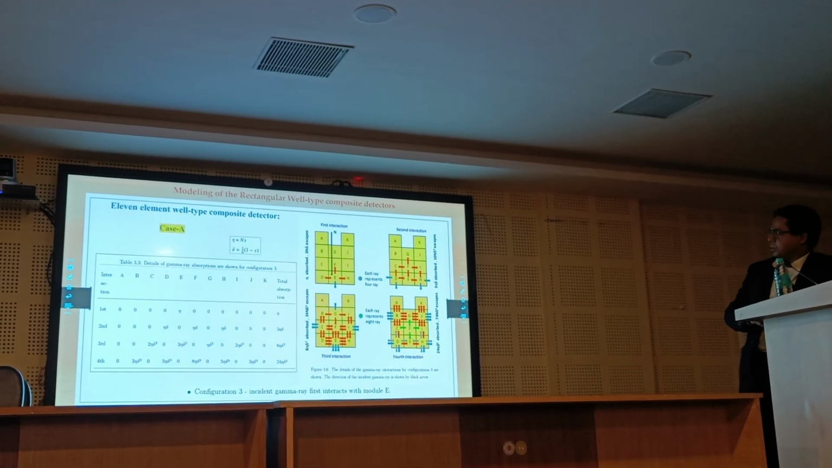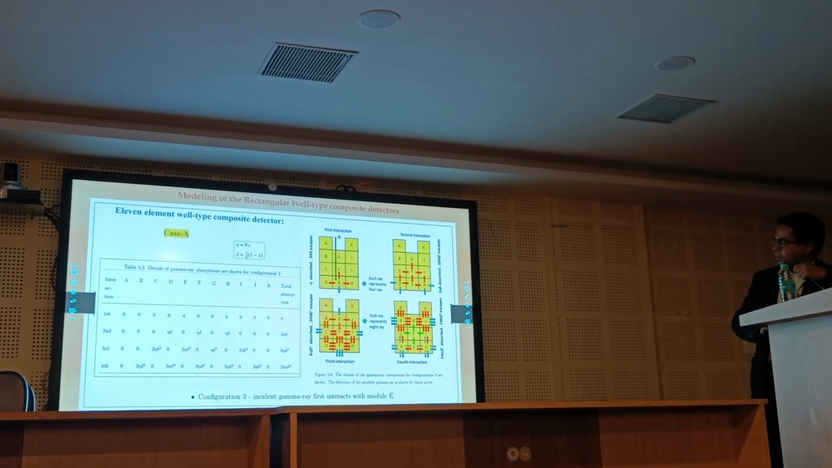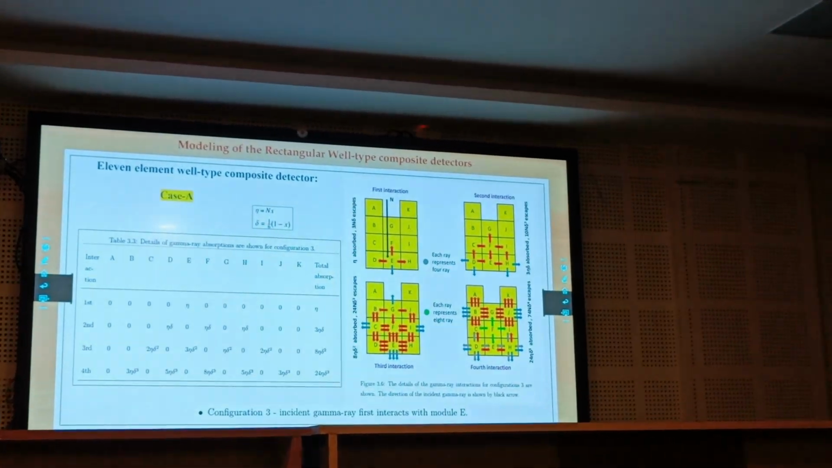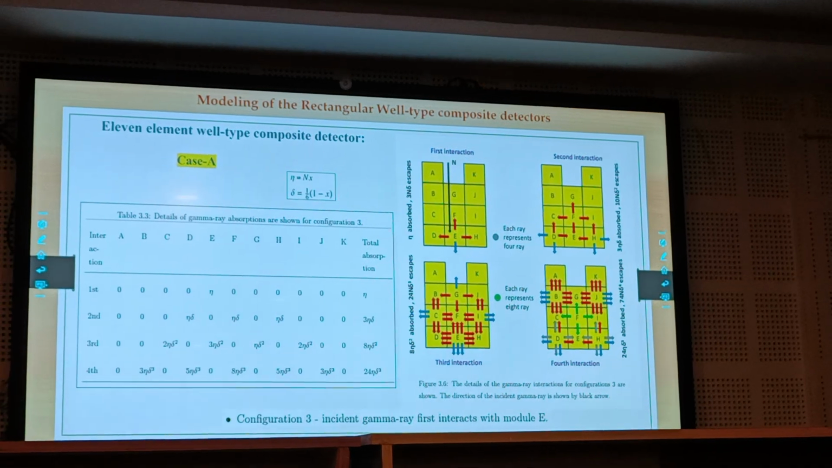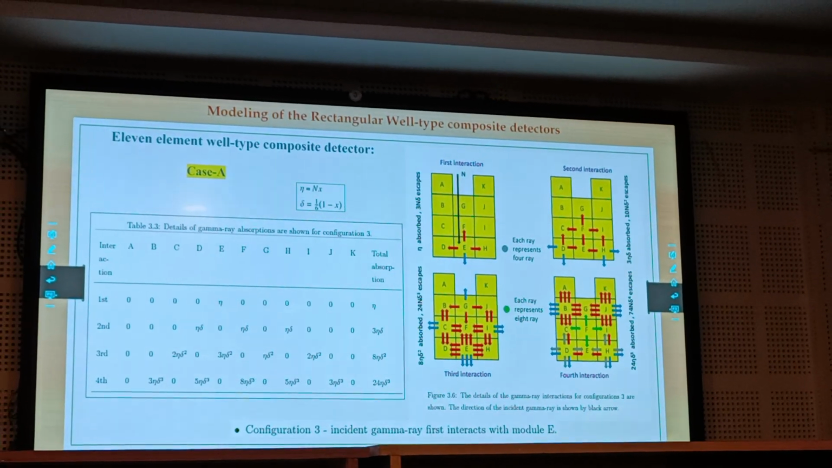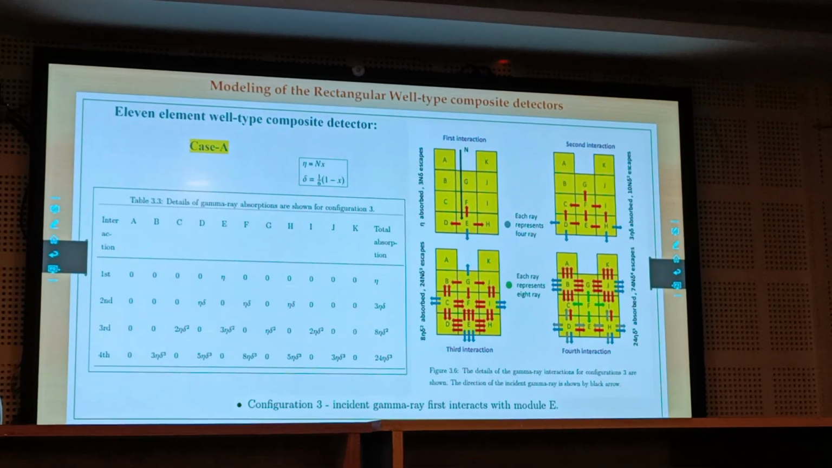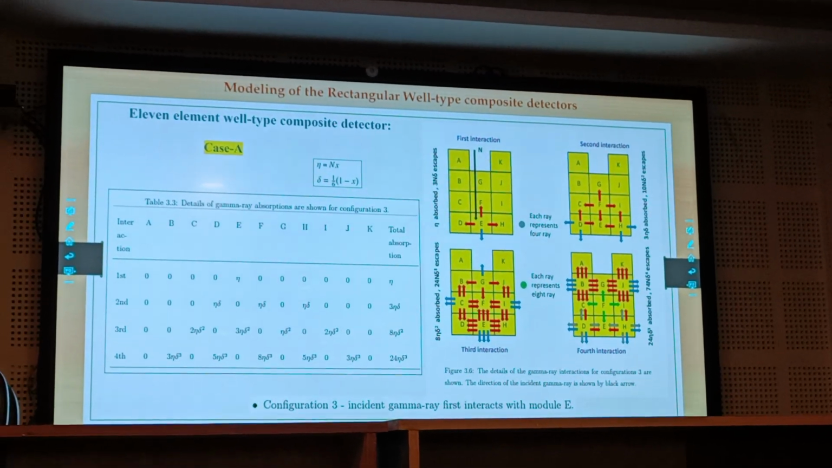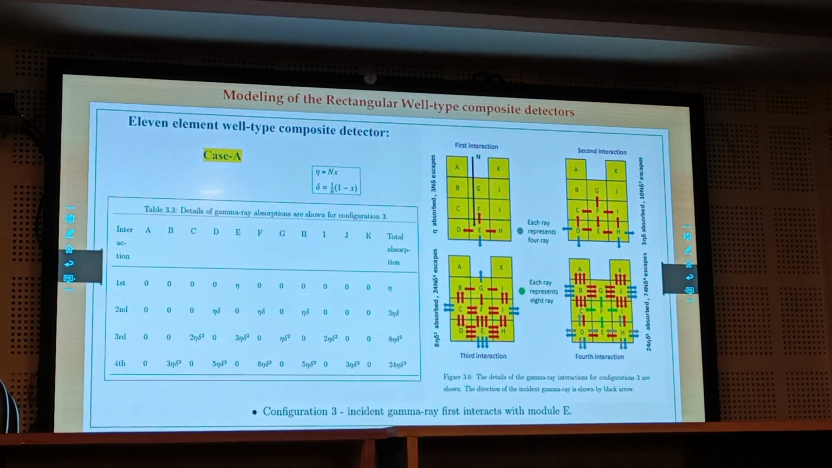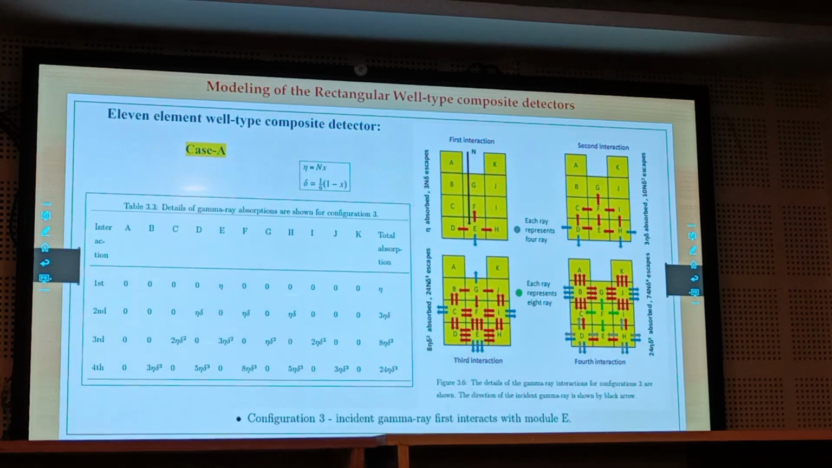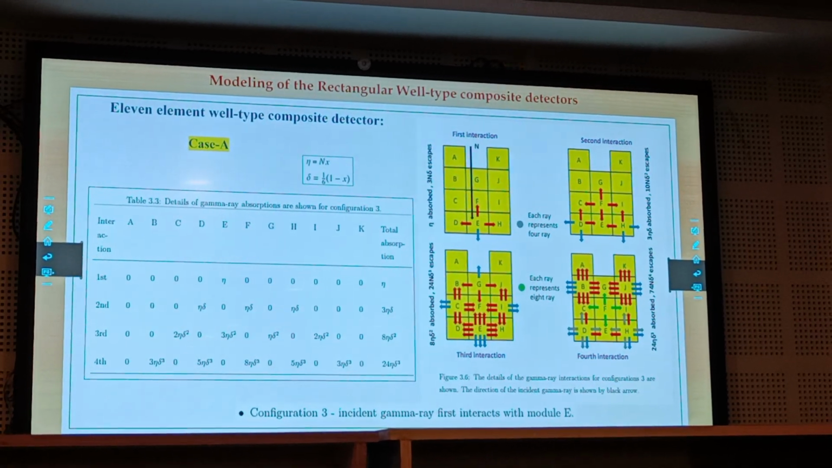And here we have shown the third case, configuration 3, where gamma ray interacts with the module E in first interaction. After that, in second interaction, we see that the gamma ray will just scatter to its nearby modules. Then also they will scatter, absorb, and escape. All these are shown in pictorial form here, and their total calculations are shown in tabular form.